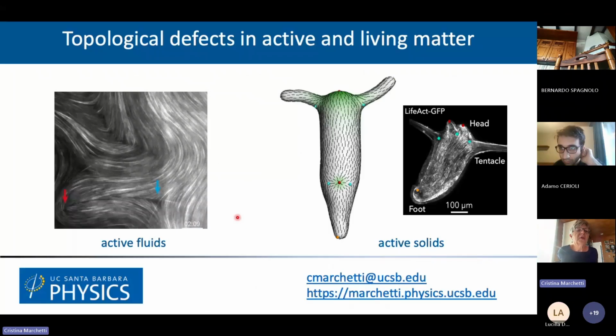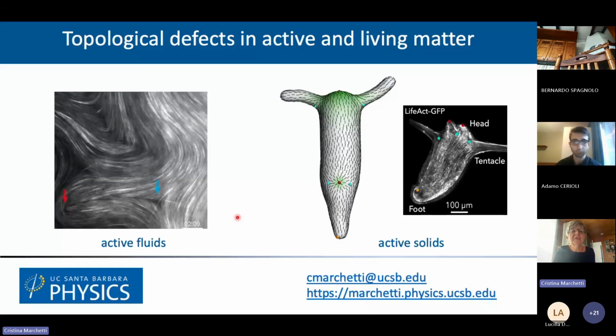So I wanted to tell you about topological defects in active and living matters. Topological defects, as I'm sure you know, play a central role in the physics of many materials, from magnets to superconductors to liquid crystals. And what I would like to show you today is that they really acquire new life in active matter. In active fluids, they become motile and they drive essentially the turbulent-like motions that one sees in a lot of active systems.